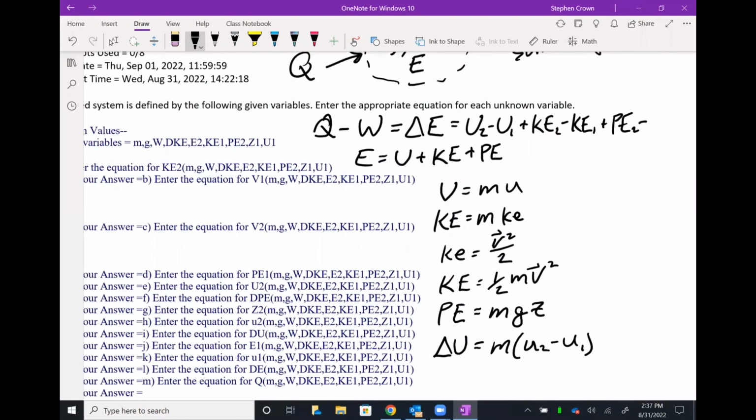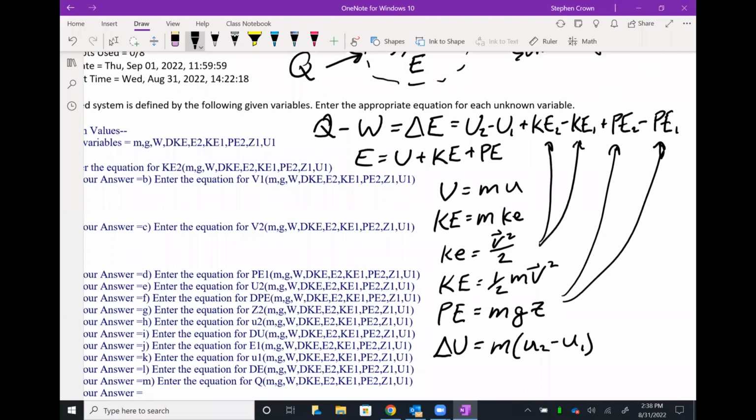And then I can replace any of those with the definition of potential energy. So mgz2 minus mgz1, and the same thing for the kinetic energy. So I can write the kinetic energy at state 2 is 1/2 mv2 squared minus, and then minus KE1, 1/2 mv1 squared. So I normally don't want to write out every possible expansion of all these terms. I want to be able to work with them as appropriate.